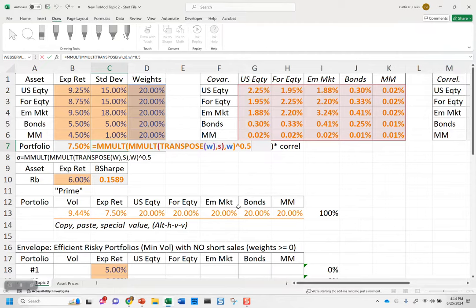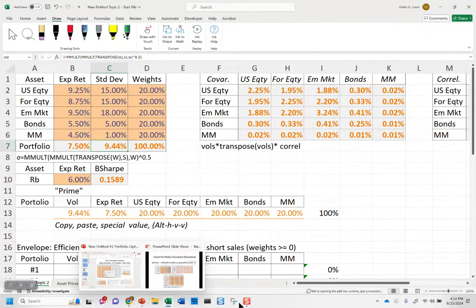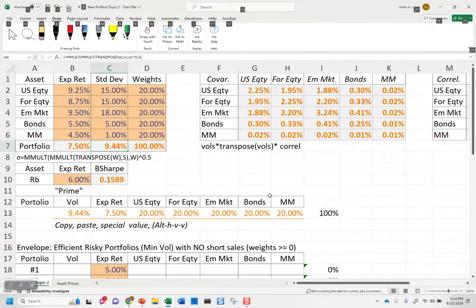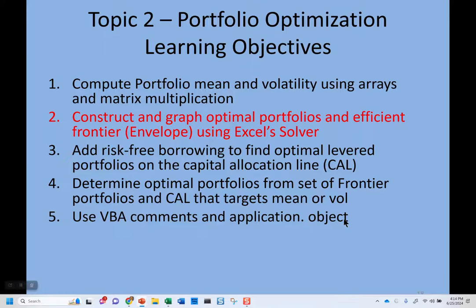And by the way, I had to do the Control-Shift-Enter to do that formula. So that's it. That's portfolio standard deviation. So in the next topic, we're going to start constructing optimal portfolios. Sorry for all the pain, but we needed it.